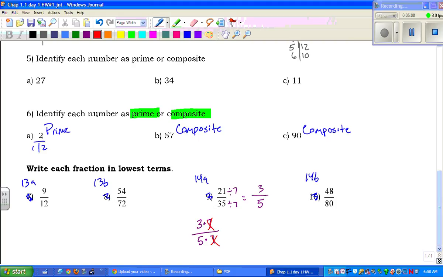Now for 48 and 80, if you break that down, 48 you can multiply 6 times 8 and 80 is 8 times 10. You can cross out the 8s and you're left with 6 over 10. Now is that in lowest terms? It is not. You can divide both of those by 2 and get 3 over 5. Okay?